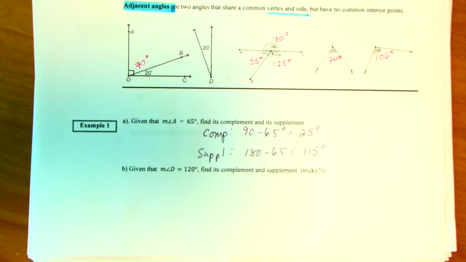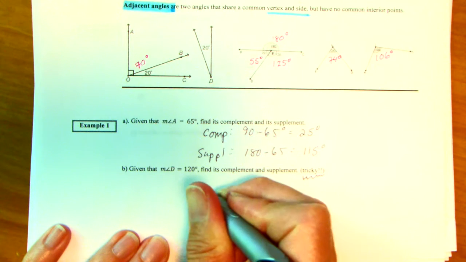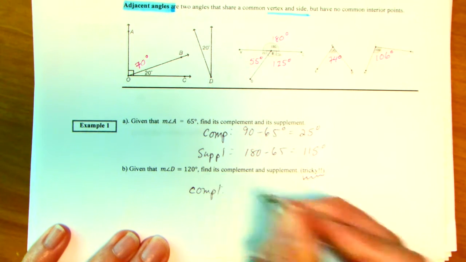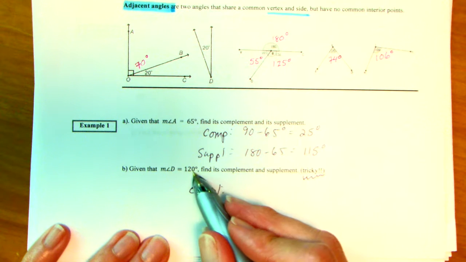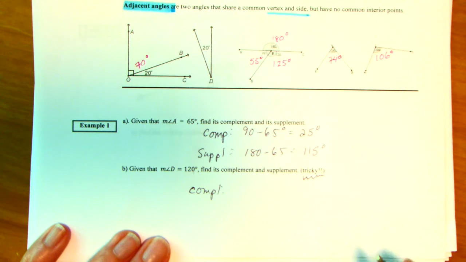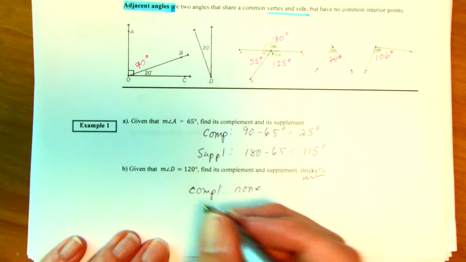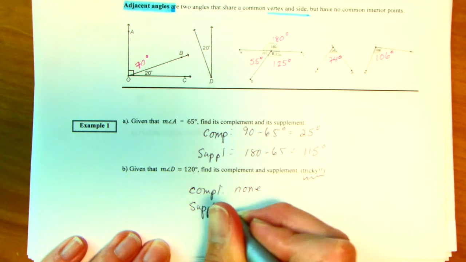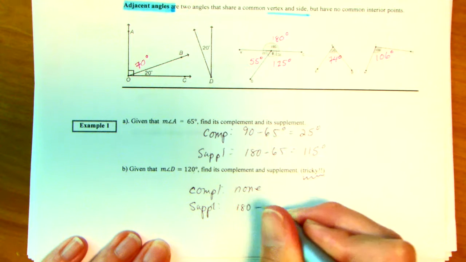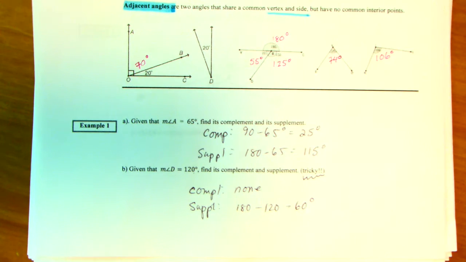Now let's look at part B. Measure of angle D is 120. Find the complement and supplement. Okay, the reason why I say it's tricky is because, let's look at complement. You can't add an angle to this. I guess you could have a negative angle, but then you defeat the purpose here. There is no complement. It's already over 90 degrees. But supplement, take 180 minus 120, you're going to get 60 degrees. So far, so good. Told you this would be a breeze. Next page.